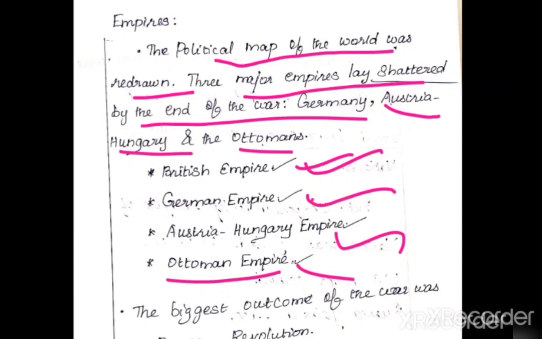Tsar is spelled T-S-A-R. Because of the compulsion of the Russian Tsars, the Russians were involved in the First World War. So in Russia, an internal war broke out. That was considered the Russian Revolution in the year 1917. In your book it is given that the biggest outcome of the war was the Russian Revolution.